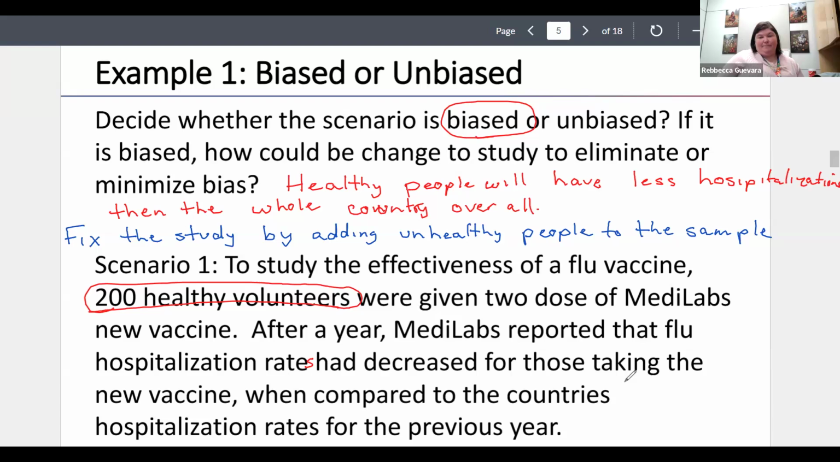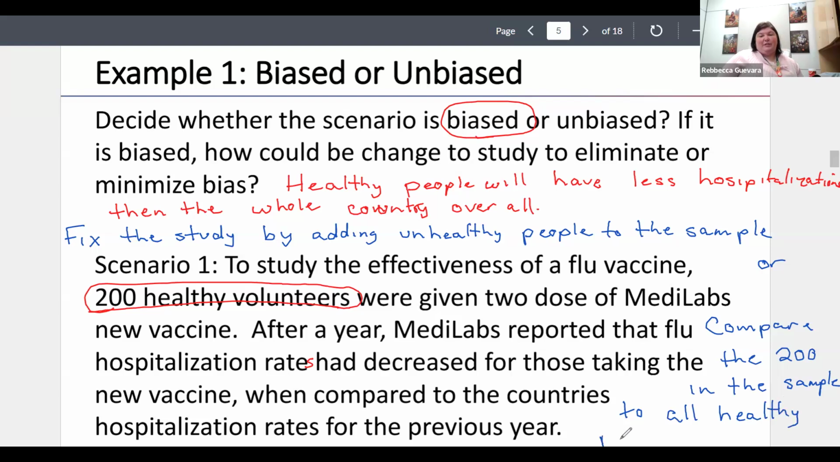My other option is we could just compare the 200 in the sample to all healthy people.